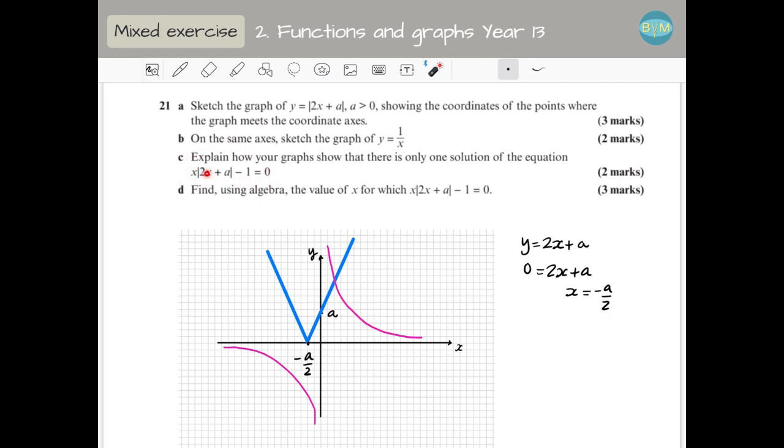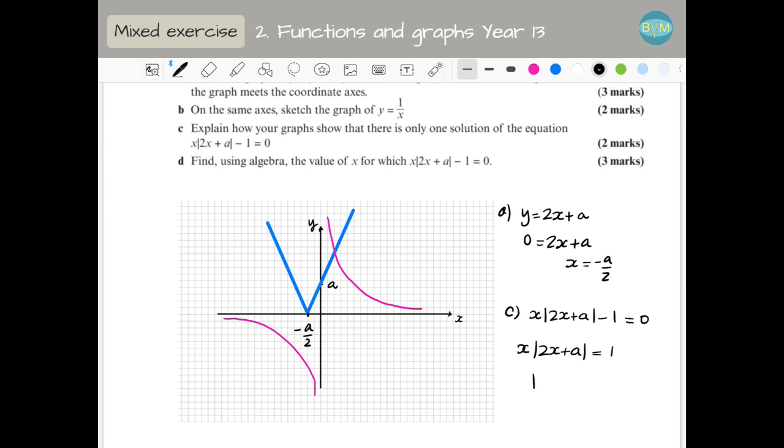This equation, if we reorganize a tiny bit, so we are doing part C, that was for A, we have x times the absolute value of 2x plus a minus 1 equal to 0, which means x times the absolute value of 2x plus a is equal to 1, and dividing by x, we have the absolute value of 2x plus a is 1 over x. This equation gives me the intersection between this graph and this graph. Remember how we find the intersection between two lines? We just equate the y's to each other.